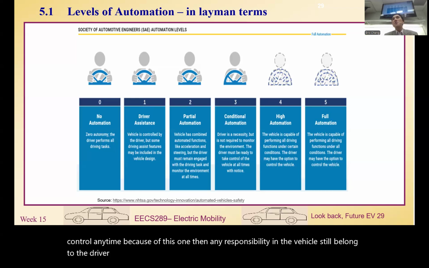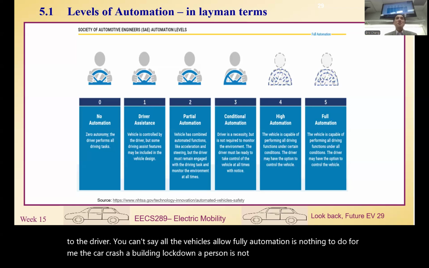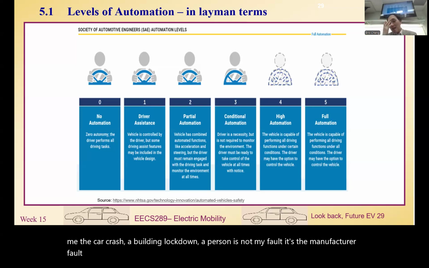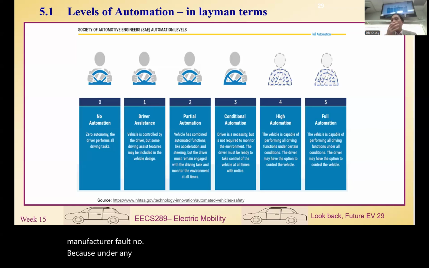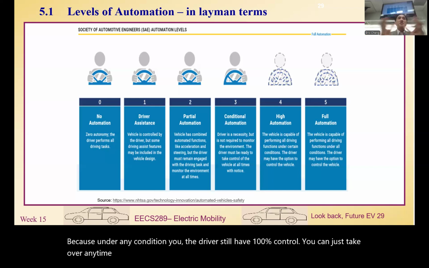You can't say, oh, the vehicle is now fully automated, it's nothing to do with me. The car crashed into a building, knocked down a person. It's not my fault, it's the manufacturer's fault. No, because under any condition, the driver still has 100% control. You can take over anytime within 0.1 second. You can take over the steering wheel, take over the brake, whatever.